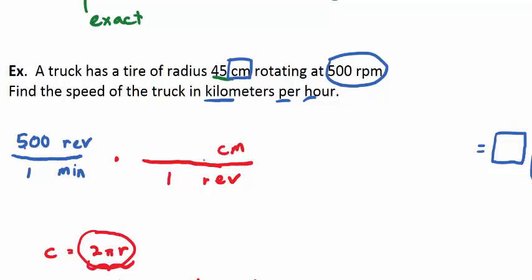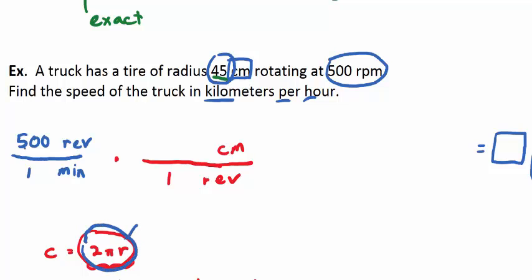So let's start by converting the revolutions to a distance measurement. That's something I can do, because if I know that the tire is rotating at 500 revolutions per minute, I can figure out how far the truck travels per 1 revolution, because I know the circumference of the tire when I'm given the radius. So the formula for the circumference, 2 pi r.